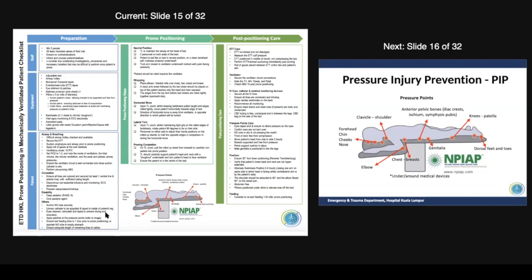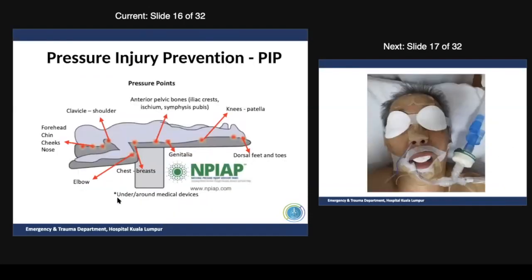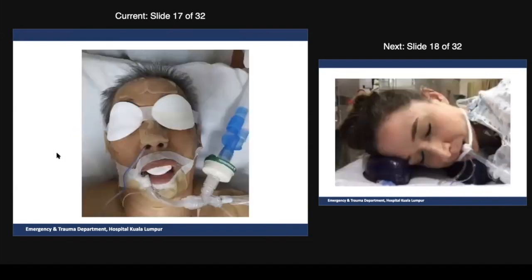Okay. So ada kat sini one thing, ada gambar list from the National Pressure Injury Advisory Panel. The picture come out in 2020. Okay, these are the few important points yang you have to cover. Okay, dekat forehead, chin, cheeks and nose. Okay, kalau kita tengok pada gambar ni, I'm so sorry, this picture supposed not to be circulate. Okay, this is a real patient. Okay, ini ialah tempat yang mana you kena cover.